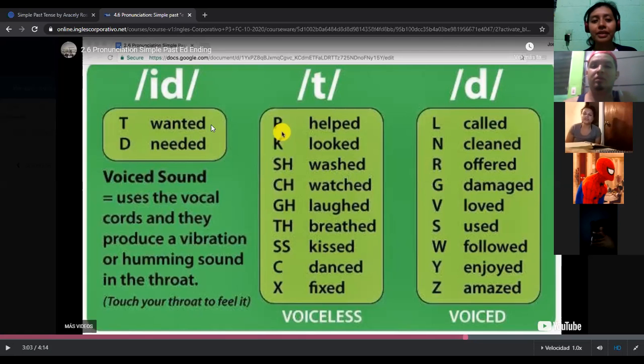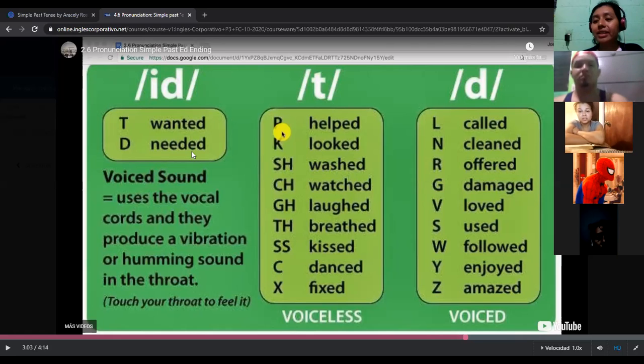Desde el inicio, teacher. Yes. Okay. Wanted. No, want, perdón. No, wanted. Needed. Ok. Help. Vaya, todos estos verbos acá van a... El ed va a tener el sonido de una T. Ok. Help. Ok.